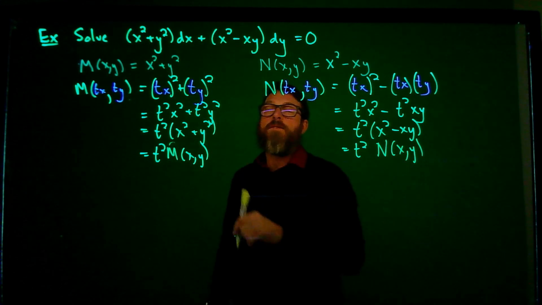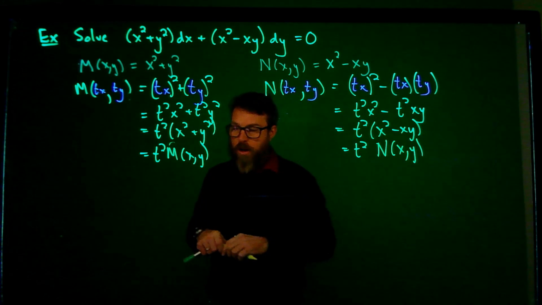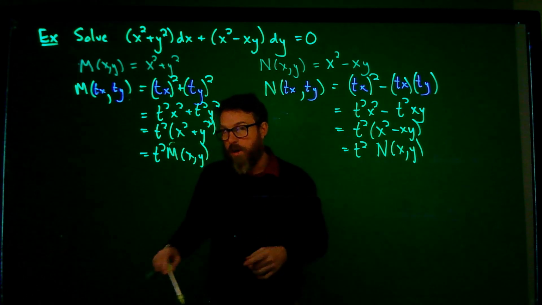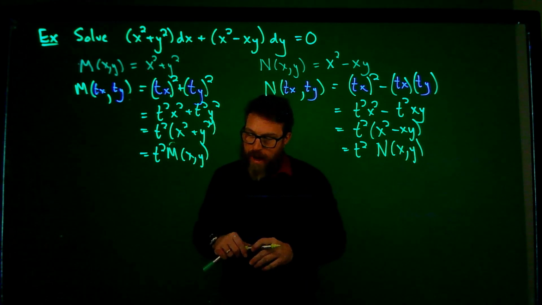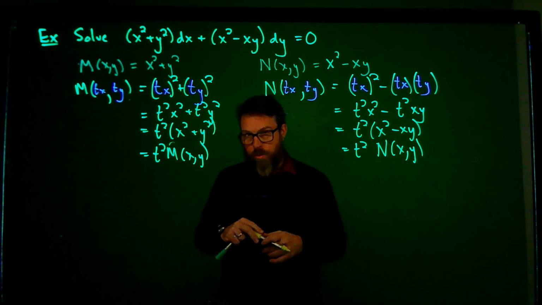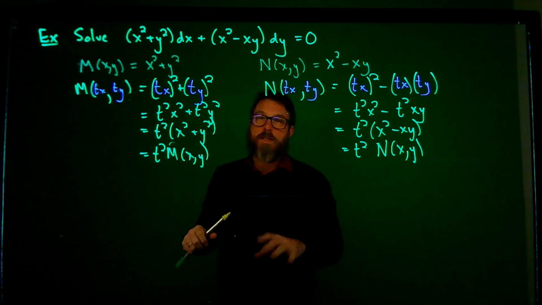So this N function is also homogeneous of the same degree, because they're both degree 2. All right, if that is true, then I can solve this through substitution. The substitution we're going to do is let y equal some u times x. Let's solve this differential equation now that I've verified this.